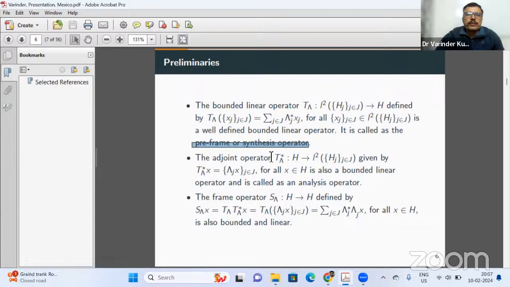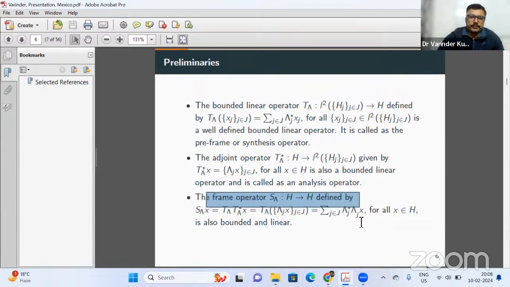Then the adjoint operator of this T_lambda is T_lambda star, and it is defined by T_lambda star of x being the sequence {lambda_j x}, and all these elements belong to Hj only. So this sequence belongs to L2(Hj). This again turns out to be a bounded linear operator, and it is called the analysis operator. If I take the composition of these two operators, the synthesis and analysis operators, we get this operator S from H to H, defined by S = T_lambda T_lambda star, which further gives us this. This also turns out to be bounded linear, and it is called the frame operator for this KG frame.